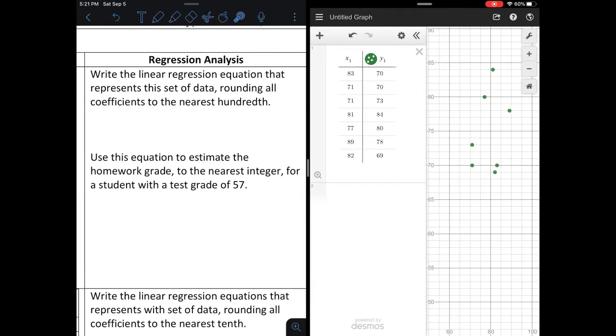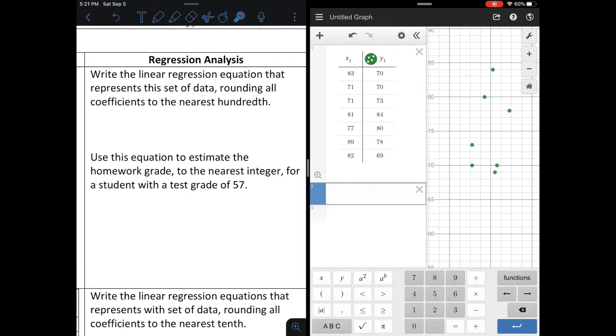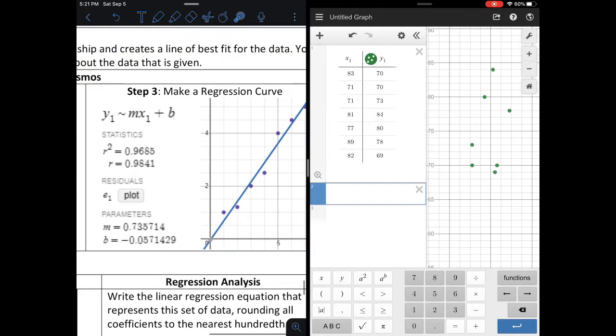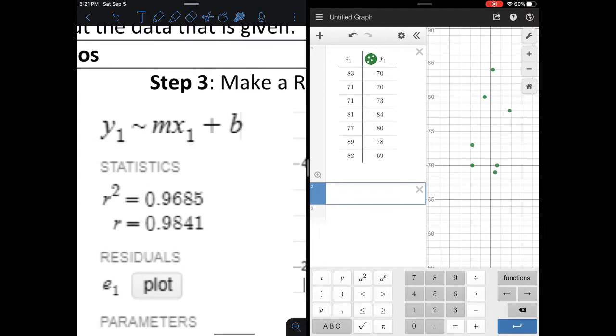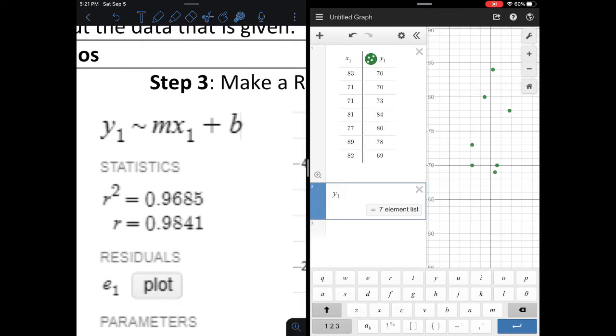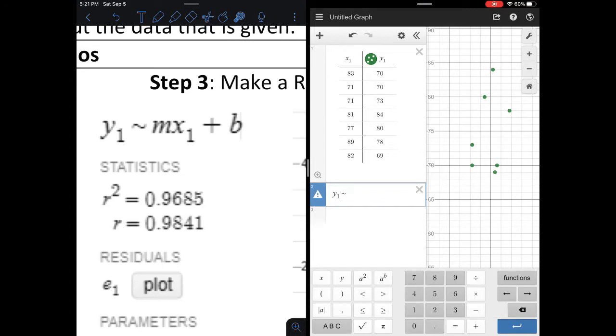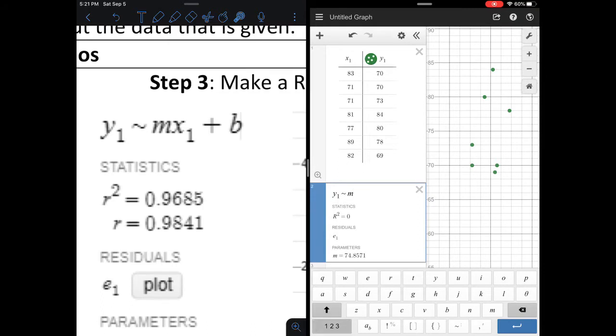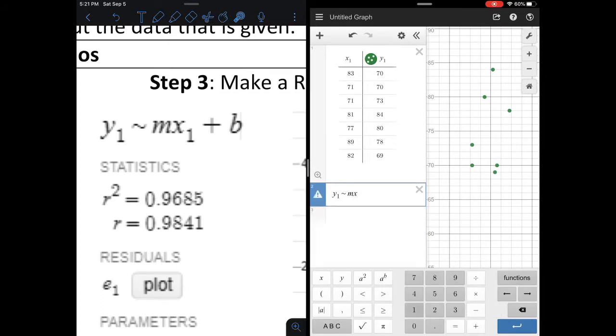Desmos can do that for us. We go into the second block, and we need to type in the equation that I had written right here in step 3. So I need to type in y1. To make the subscript 1, you just type a 1 behind the y. Then I need to do the little squiggly. It's a little easier to find on the keyboard if you're using a computer, but if you're using the function calculator, you can find it as well. So I do the little squiggly there, and we go m, and then x1, so x followed by a 1, and then plus b.